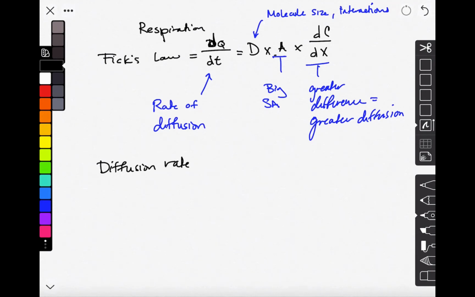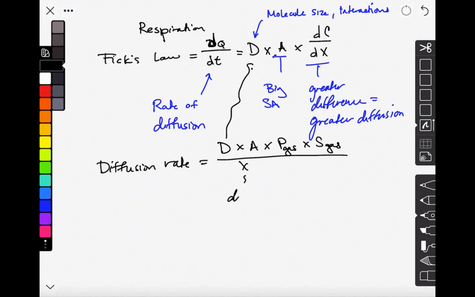Where the diffusion rate equals, we've got D, which again is our diffusion coefficient, times the surface area of the membrane, times the partial pressure of a gas, which is the amount of gas in the environment, times the solubility of the gas, so how well it moves around in that environment. And this gets divided by x. This is going to be the distance, times the square root of molecular weight.